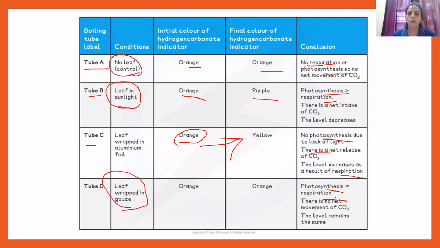Okay, but no photosynthesis could take place in test tube C, and in test tube D, photosynthesis has taken place, but at a normal rate, at a rate which is equivalent to the rate of respiration in that particular leaf. So there's no net movement of carbon dioxide gas, and hence the color of hydrogen carbonate indicator remained the same.